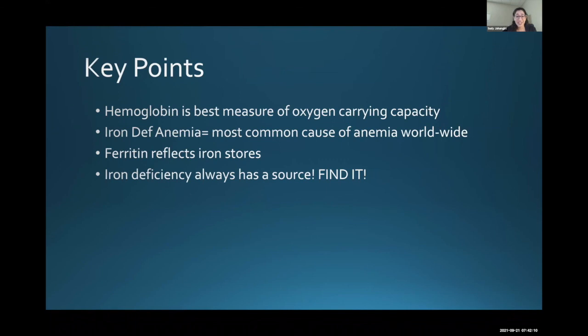So with that, I'll just conclude the talk with a few things that I want to make sure you guys take home. If you remember nothing else from this talk, I want you to remember that hemoglobin is the most important lab test in that CBC for measuring oxygen carrying capacity and to measure the degree of anemia a patient has. Iron deficiency is the most common cause of anemia throughout the world, and iron deficiency is never normal. We need to find the underlying source of it and address that. And as far as measuring iron deficiency, that ferritin is going to be your most important test.